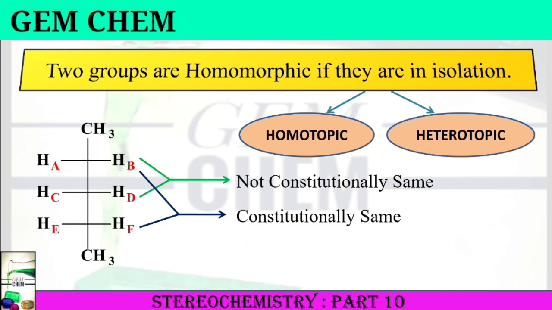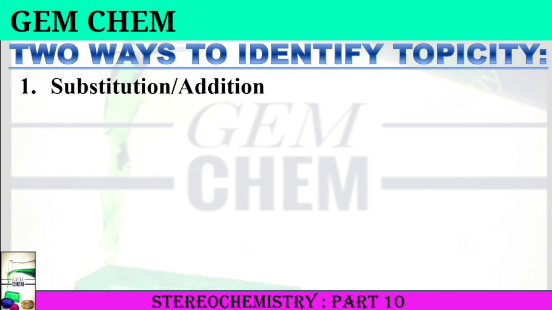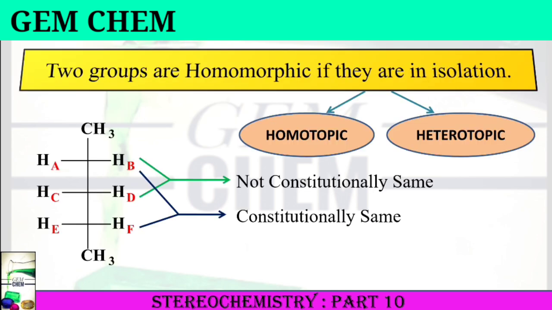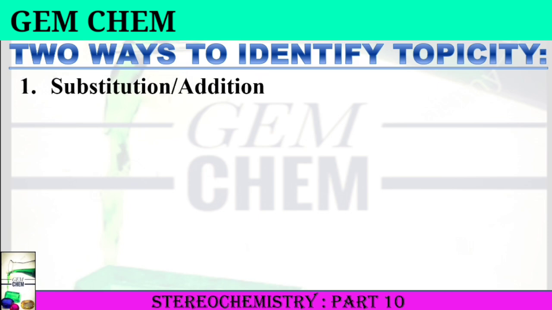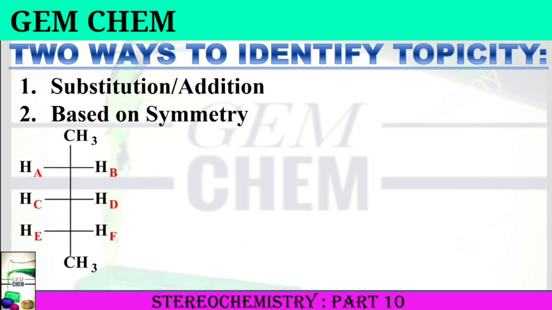Two methods to determine the topicity are substitution or addition, and another based on symmetry. We are going to consider the same molecule and see the difference in the topicity. First we take this and see how to substitute. We compress this whole structure as C3H7, and we will see the topicity of HA and HB.